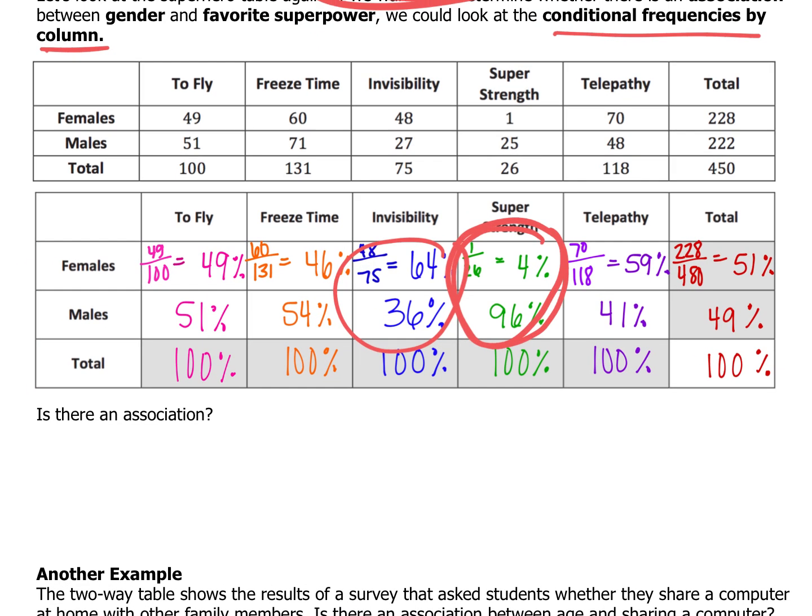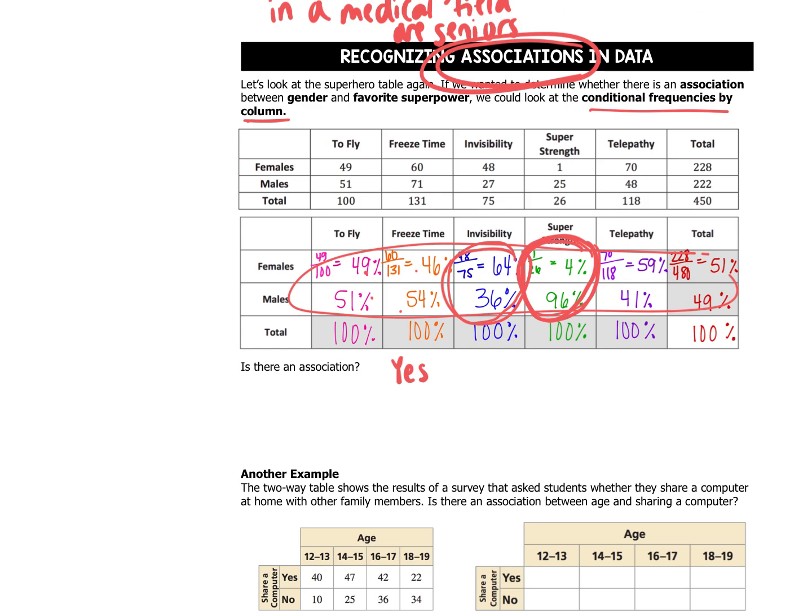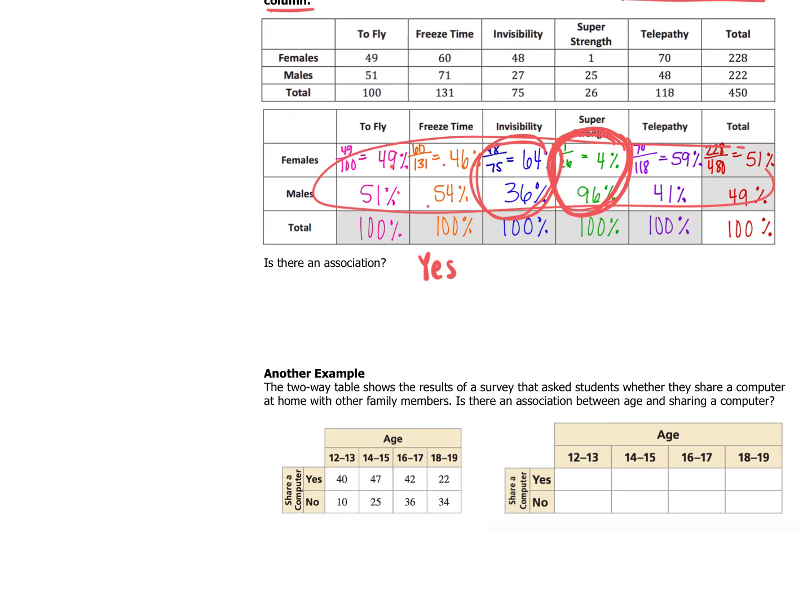So here I'm going to say yes. If these numbers were all close to each other, like 50, 50, 50, 50, you would say no. But here I'm going to say yes, because females have more of a chance of picking invisibility than males, and males have more of a chance of picking super strength than females. So you would just explain that. It's explained a little bit more in your notes.